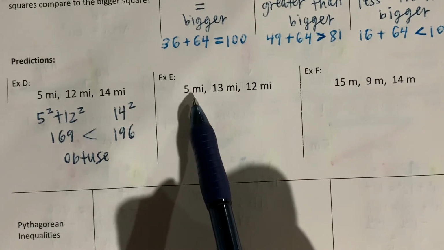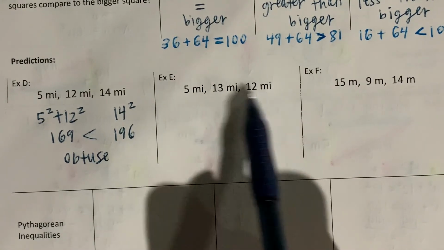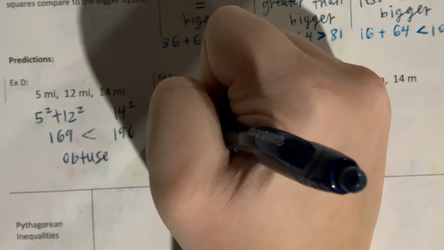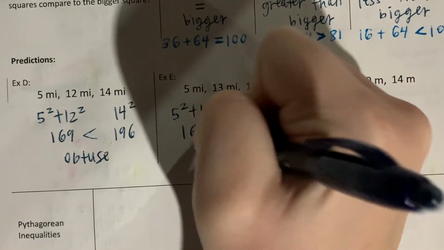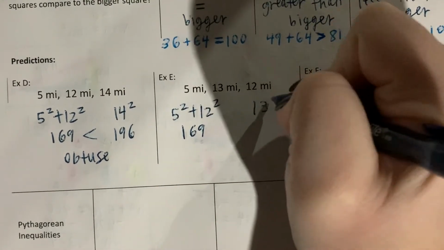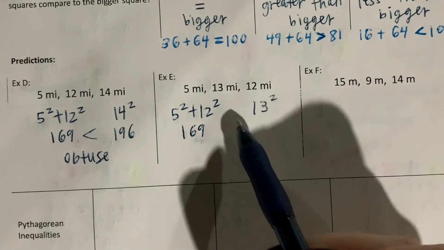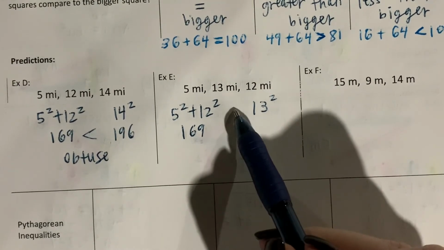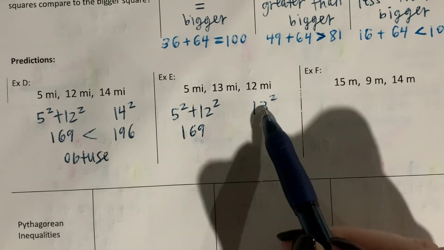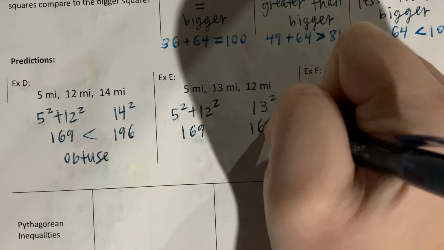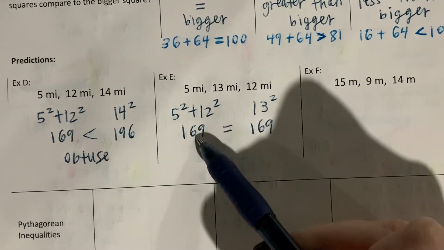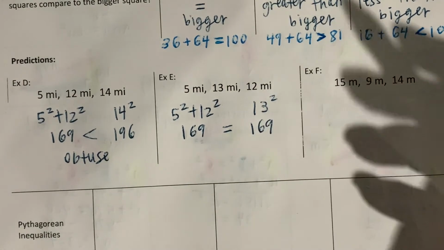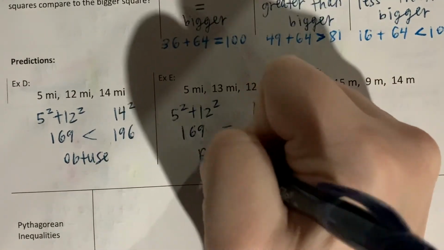In example E, I need to pick my 2 smallest sides, so that'd be the 5 and the 12. So I'm doing 5 squared plus 12 squared, actually again, which we just said is 169, and I'm comparing it to 13 squared. So notice I'm not putting an equal sign or an inequality sign here because I first need to figure out the relationship before I can put a sign there. 13 squared gives me 169. Well, those are equal. And when the sum of the smaller squares is equal to the bigger square, we learn that it's a right triangle.